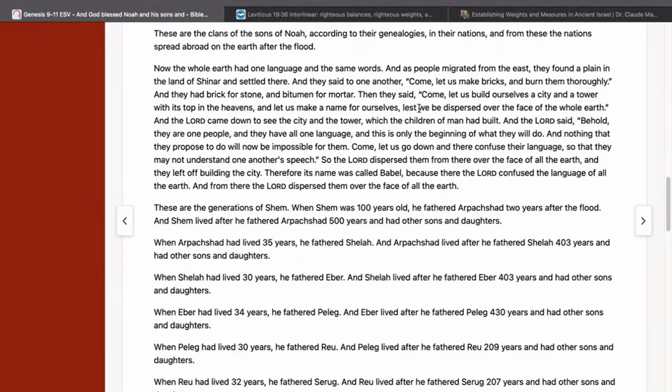Then they said, "Come, let us build ourselves a city and a tower with its top in the heavens, and let us make a name for ourselves, lest we be dispersed over the face of the whole earth."